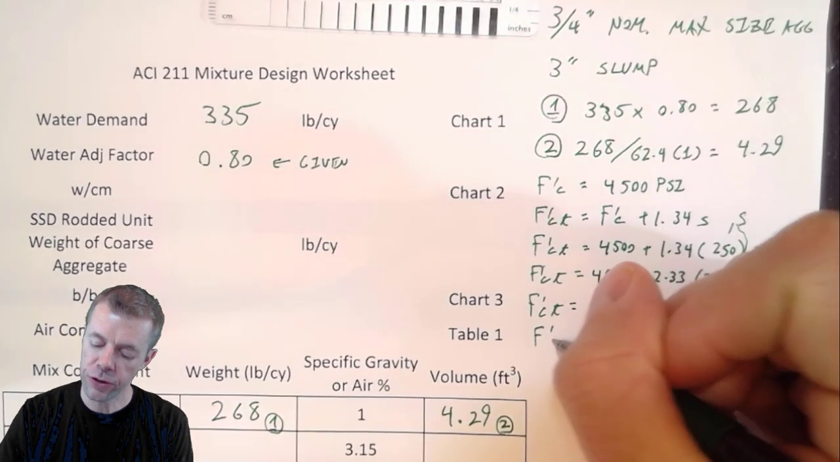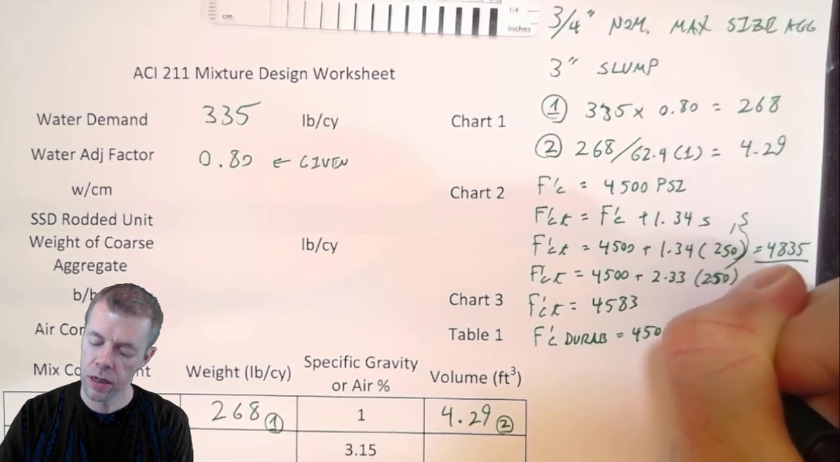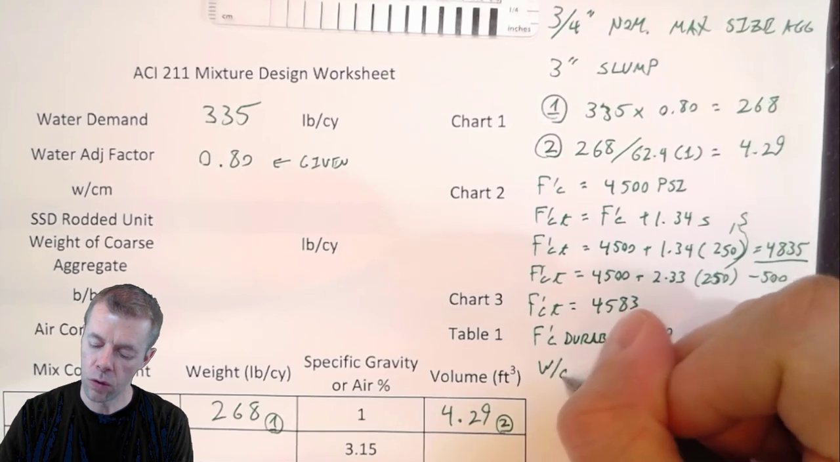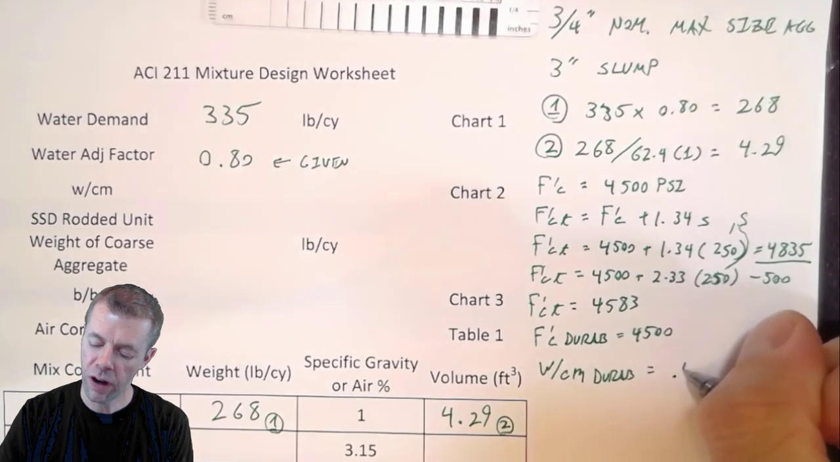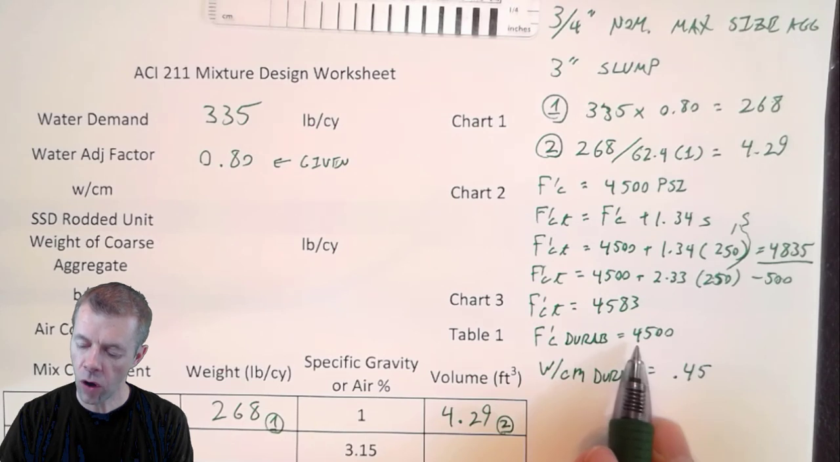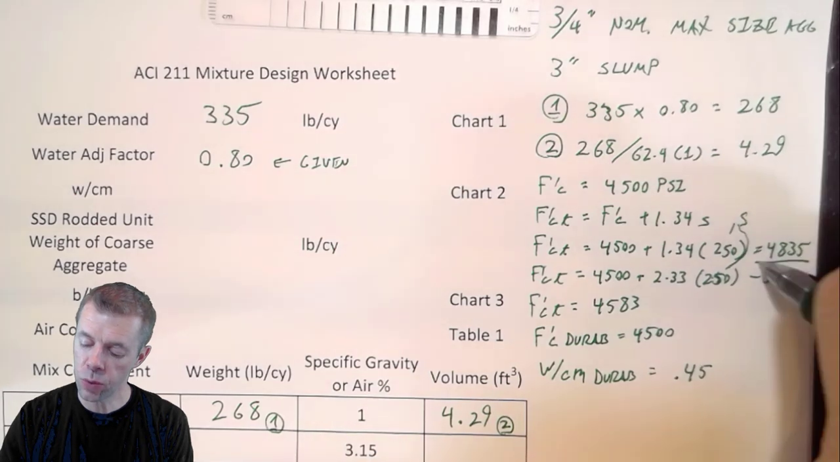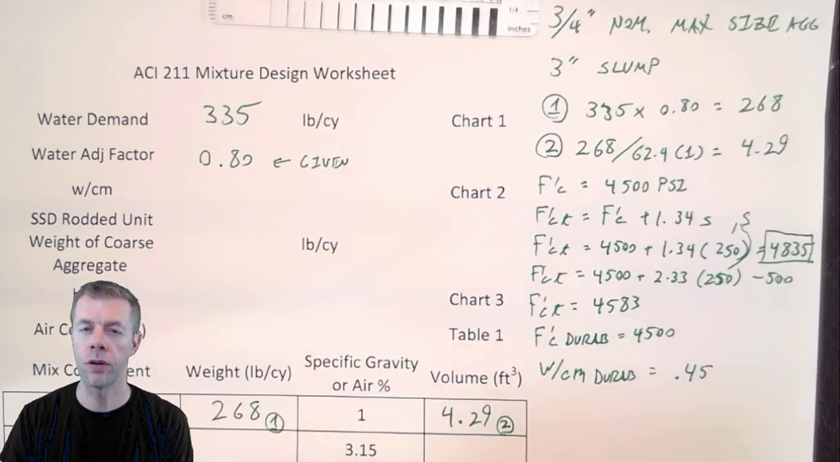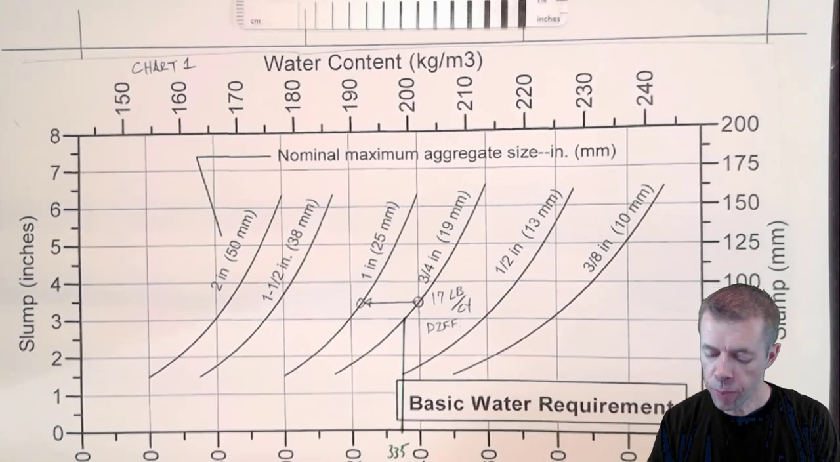Our f'c for durability is 4,500. And our water to cement ratio for durability was 0.45. So this compressive strength doesn't control. Of all the three compressive strengths, this is the one that controls. So we need to use this one to help us pick out our water to cement ratio. For that, we're going to need a three-point curve. Back to these tables and charts we started with. Three-point curves are down here at the bottom.